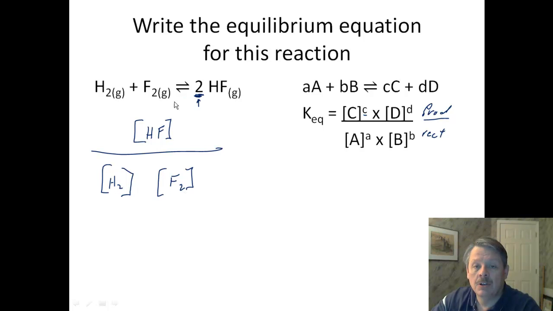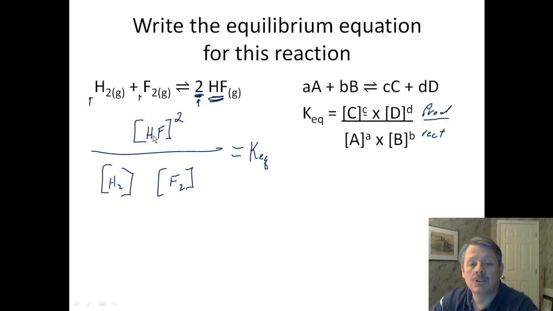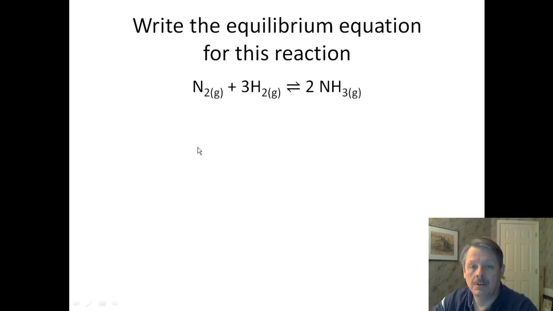Now let's look at our coefficients. The only coefficient that we have is the one over here on the product, which is HF, so that's going to be squared. So our equilibrium constant for this is going to be the concentration of hydrofluoric acid, or hydrogen fluoride gas actually, squared, divided by the concentration of hydrogen gas and fluorine gas. And since these are all gases, they all appear. Okay? Your turn. See if you can do this one.